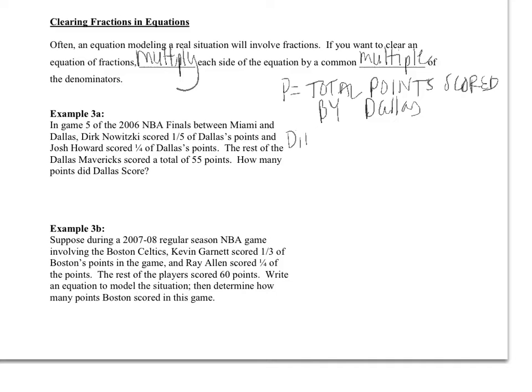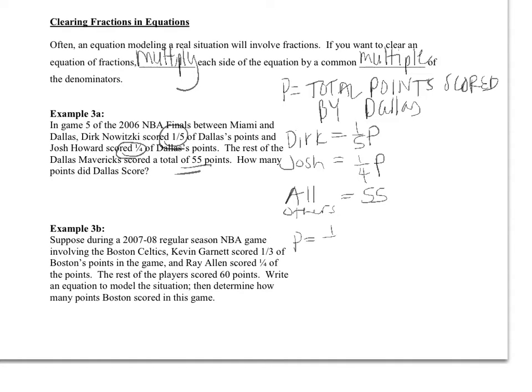So Dirk, they said, scored 1/5. So he's 1/5 of P, the total points. Josh scored 1/4 P, so 1/4 of Dallas's points. And everyone else, all others, they scored 55 points, and that's what it says there. So in order to figure out the total P, we can say that total P equals what Dirk scored plus what Josh scored plus all the others, to add it all up.